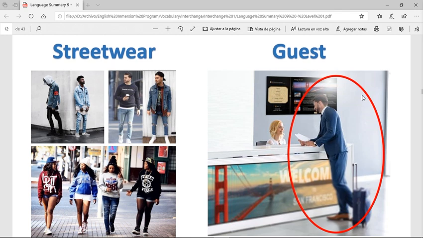A guest. A guest is a person that comes for a time. Maybe you have an uncle or an aunt that is visiting your house and is going to stay for, I don't know, 5-6 days. Then that person will be your guest. When you go to a hotel, you don't stay there forever. So, well, when you are at the hotel, you're a guest.